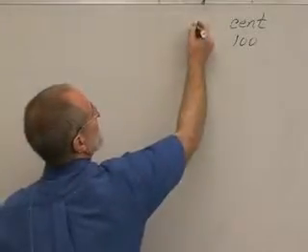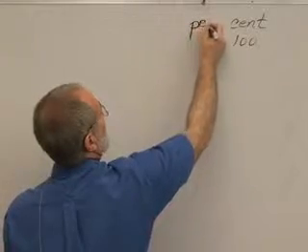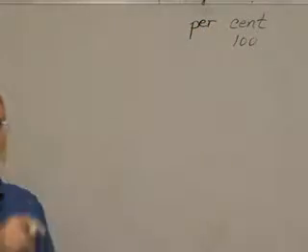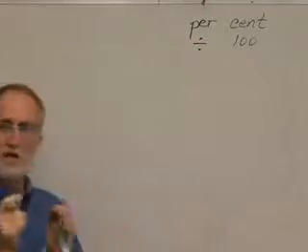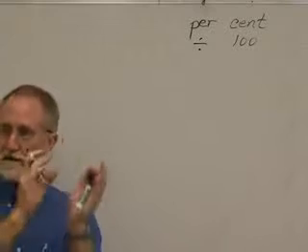Miles per hour. Per means divided by, doesn't it? So literally, the word percent means divided by 100. That's what the word literally means, divided by 100.